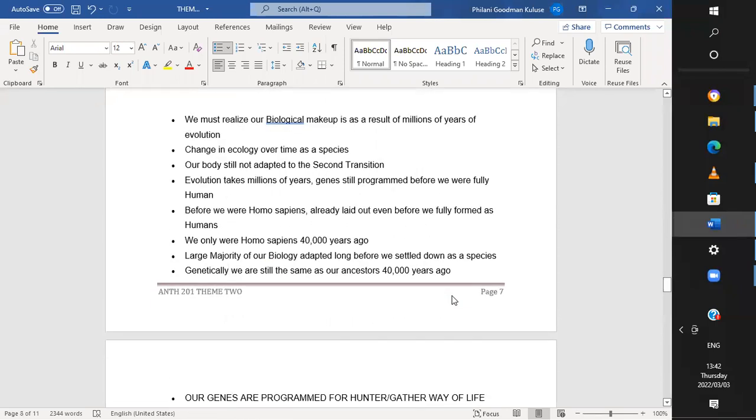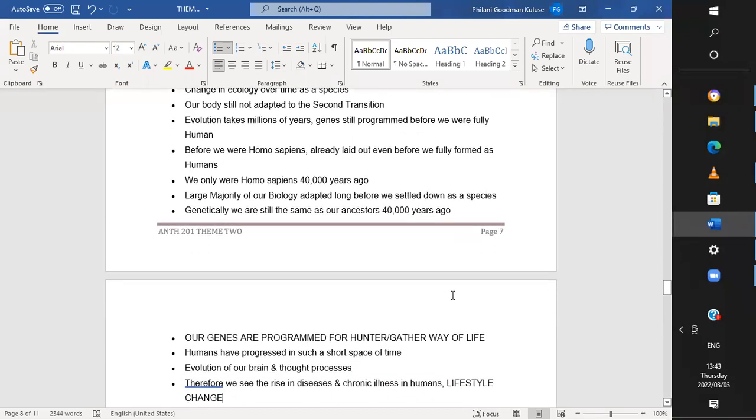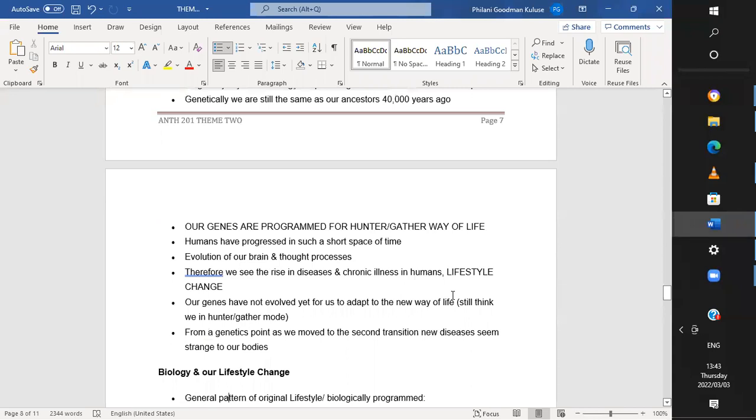Okay, changes in ecology over time as species have occurred. Yes, it has occurred. Our body is still not adapted. I said to you, our evolution is quicker than our adaptation because we are evolving very quickly, becoming advanced, becoming smarter, a more advanced species than any other humans, but we still suffer from illness because how we adapt is not advanced to biomedicine, is not advanced to what we eat. We do not measure how we evolve to what we eat. We'd rather evolve than observe the changes themselves. Our genes have not evolved yet for us to adapt to the new way of life.